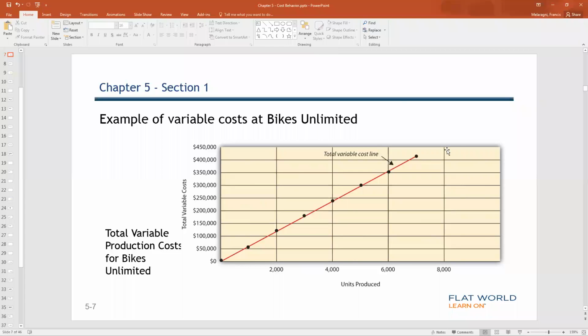Here's another example, and this is total fixed cost for Bikes Unlimited. This is from Chapter 5, Section 1. What you can see here is that in total, as I produce more units, my total variable cost goes up in a linear fashion. Okay, so we could determine the variable cost per unit by dividing the total variable cost by the number of units. And that would remain constant over this activity level.